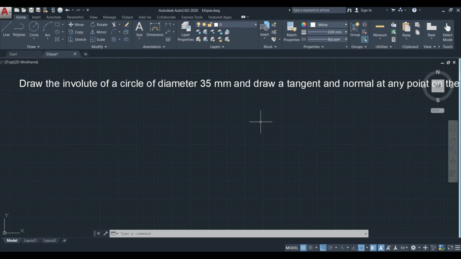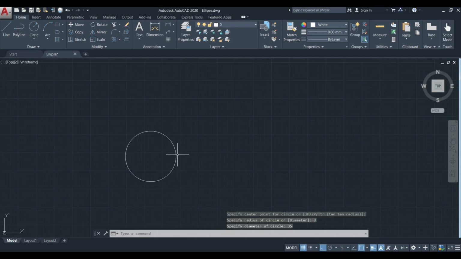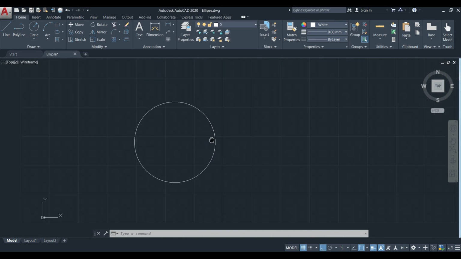There is a procedure to draw the involute curve. I can explain that step by step. First step is to draw the circle with the specified diameter. Here it is 35 mm. Next we have to divide this circle into 12 equal parts. We have already seen this step before, so it would be easy for you.